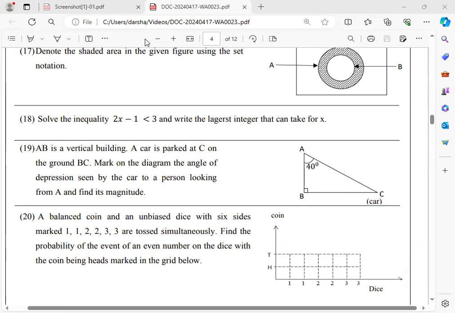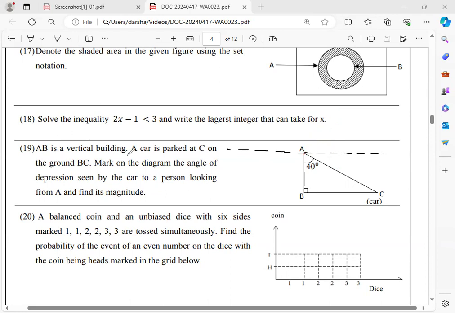One is angle of elevation and the other one we call as what? Angle of depression. So here they are asking angle of depression. So first, what we'll do means we'll draw a dotted line like this. Okay. So angle of depression, if they ask, you have to mark it like this. Angle of elevation, if they ask, you have to mark it like this. Okay. So depending on what they ask.